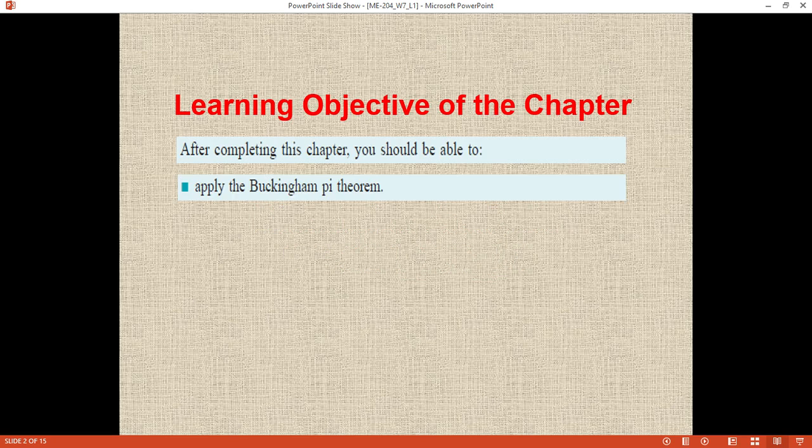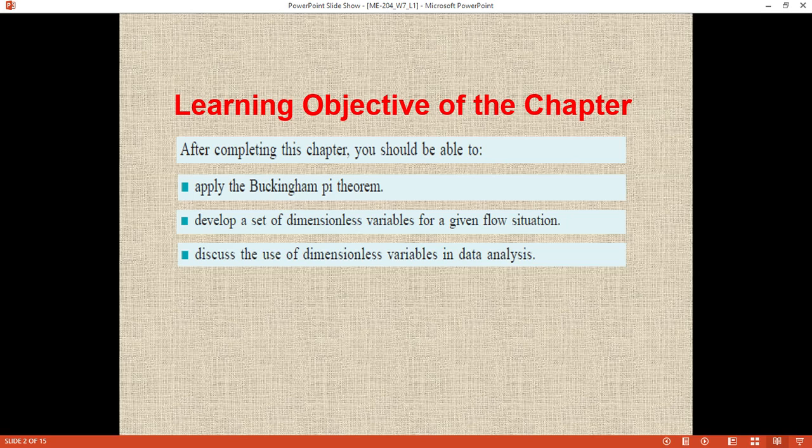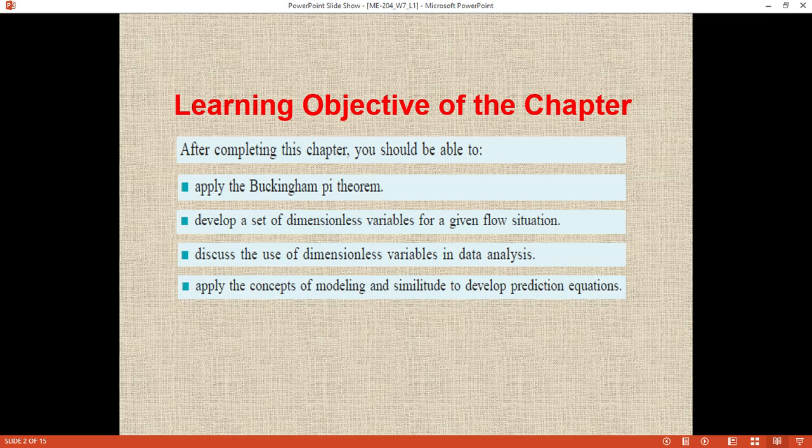you should be able to apply the Buckingham Pi theorem. You should also be able to develop a set of dimensionless variables for a given flow situation, and you should also be able to discuss the use of dimensionless variables in data analysis, and finally you should be able to apply the concepts of modeling and similitude to develop prediction equations.